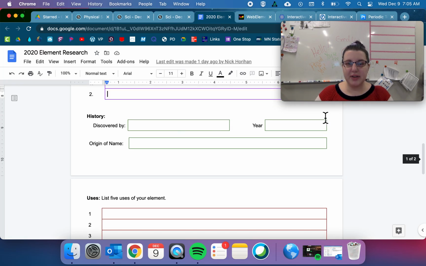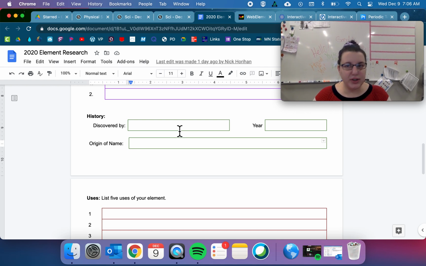History. Discovered by, year, origin of the name. Origin just means like where it came from. So like why was it named that? So like francium was named after France. Einsteinium was named after Einstein. The ones that are going to be probably the hardest with history are going to be things like silver and gold and copper, because those are just so old.